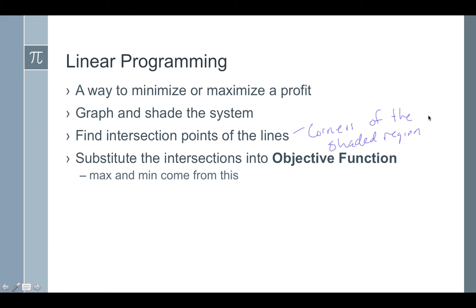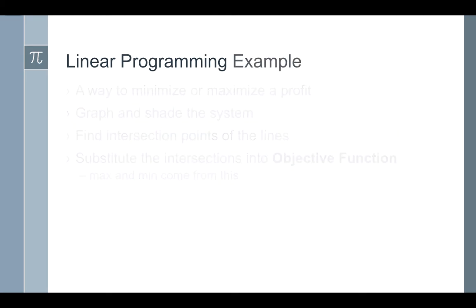Those corners are the points that we're going to use to find the min and max using what's called the objective function. So let's look at what this might look like. We could have what's called an objective function saying 3x plus 5y. This is my objective function. Then we're going to have probably 4 inequalities. Usually they're all greater than or equal to or less than or equal to.